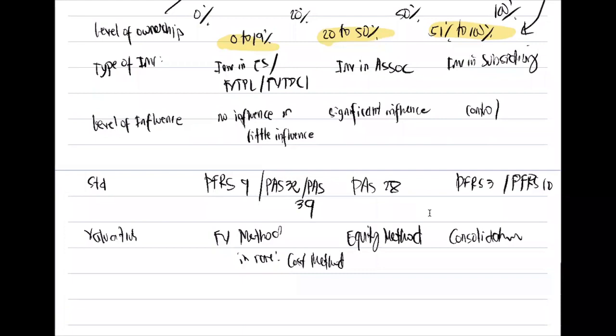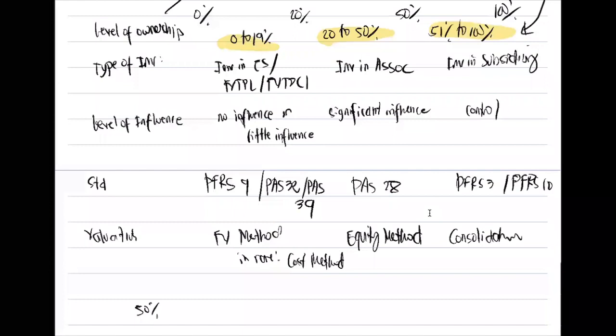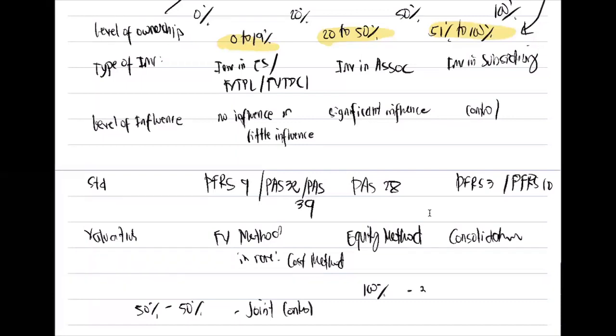Now, maybe you are thinking, what if the ownership is 50-50? Should we measure it as investment in associate? So if ever there is a joint control. So for example, we have 100% ownership. We have three owners, and these three owners jointly control 33, 33, 33. Okay? So that can be a joint control. So in this case, we only have two parties, 50-50. So that is still a joint control.